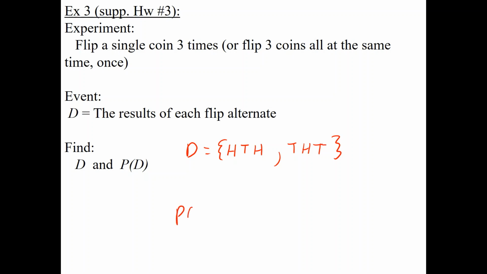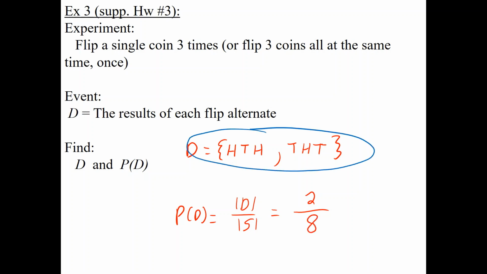And then the probability of D is, again, absolute value of D over absolute value of S. Number of things in D is 2. Number of things in S, 8. Yeah, so that's how this experiment goes. There's the event, the answer for the event, and there's the answer for the probability. All right, let's go ahead and look at example 4 now.